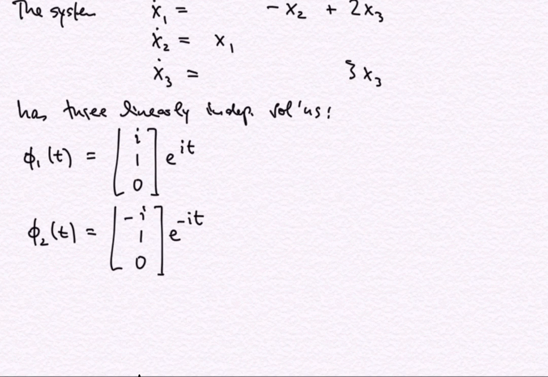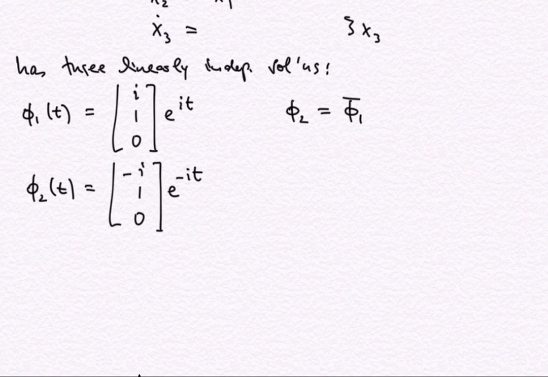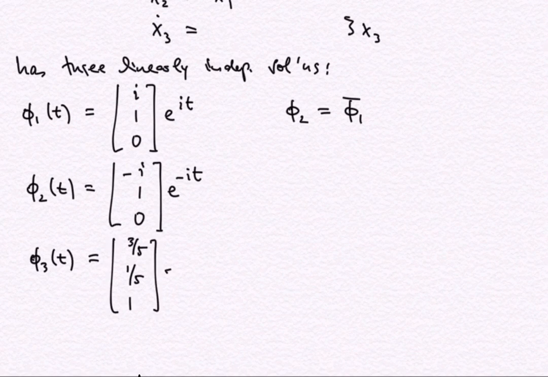If you find a complex eigenvalue and eigenvector, then the complex conjugate, where you just change the sign in front of the i, also is an eigenvector. Yeah. So here we see that Phi 2 is the complex conjugate of Phi 1 and vice versa. Phi 3 is completely real because it corresponds to the real eigenvalue 3. So this was 3/5, 1/5, 1, e to the 3t.